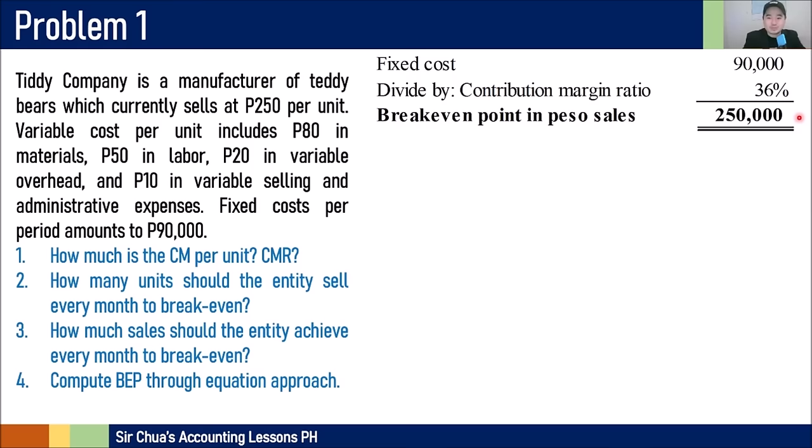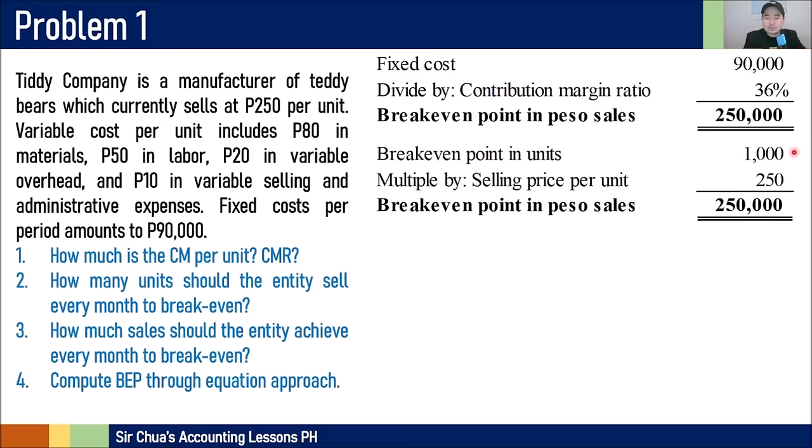Ngayon po, kung ayaw mong dumaan sa contribution margin ratio, this is what you do. Di ba nakuha na po natin kanina yung break-even point in units natin na 1,000 units, pero yung selling price mo po kasi 250. You just simply multiply it by the selling price per unit, 1,000 times 250, that gives you a break-even point in peso sales of 250,000. Pareho lang po ng kalalabasan.